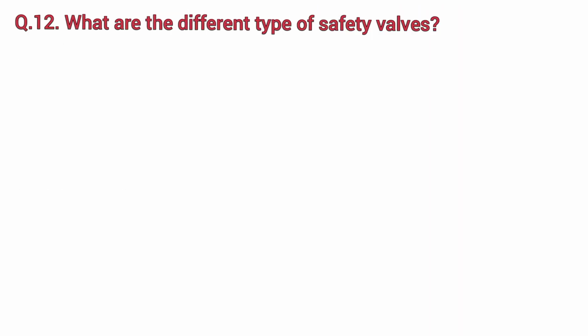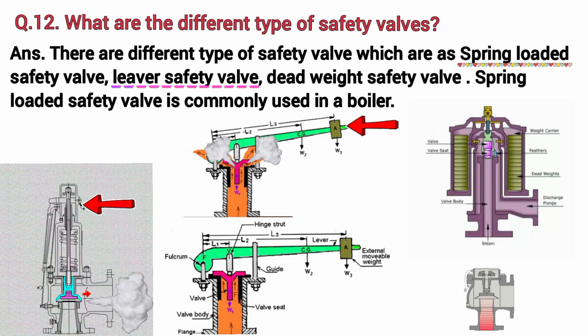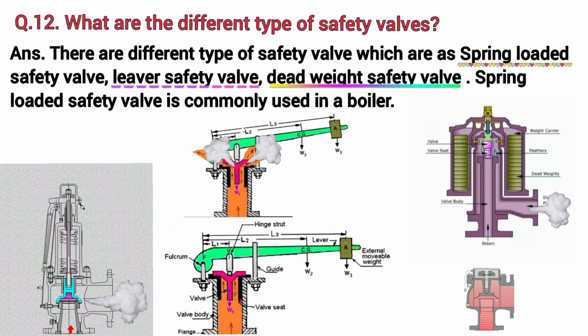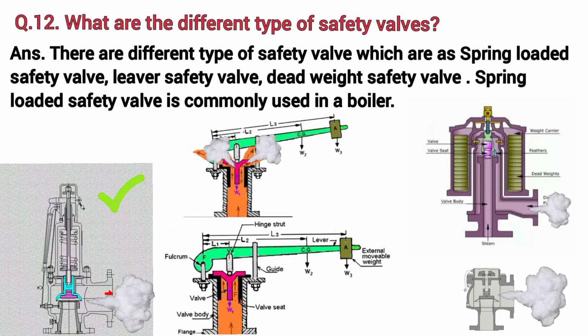What are the different types of safety valves? There are different types of safety valves, which are spring-loaded safety valve, lever safety valve, and dead weight safety valve. Spring-loaded safety valve is commonly used in a boiler.